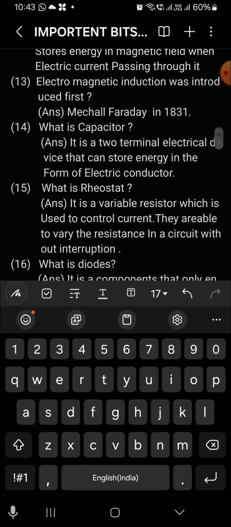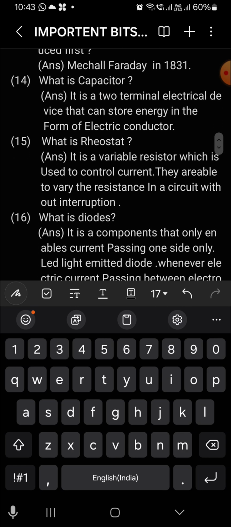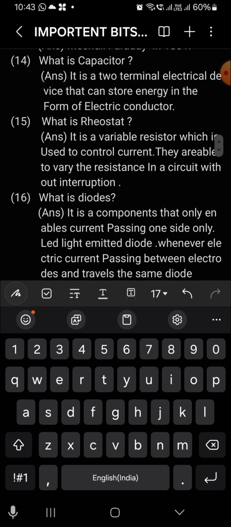Next question. Electromagnetic induction was first introduced by Michael Faraday in 1831. Next question. What is a capacitor? It is a two-terminal electrical device that can store energy in the form of an electric field.